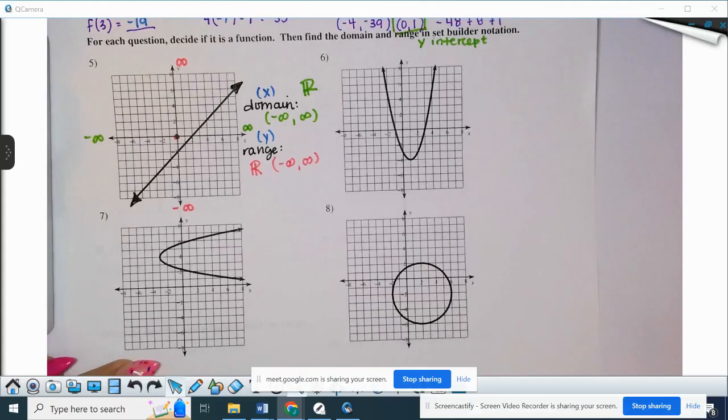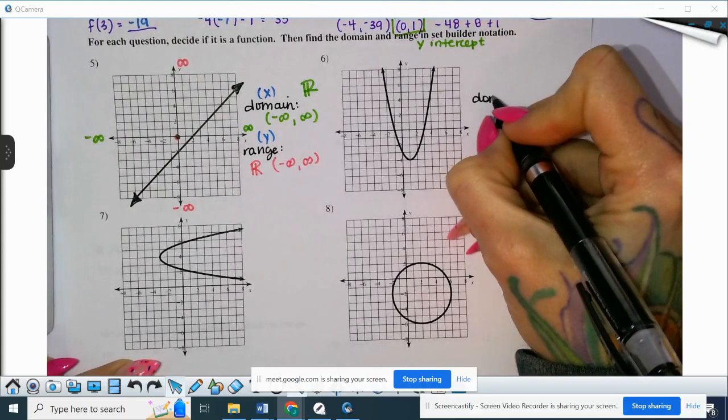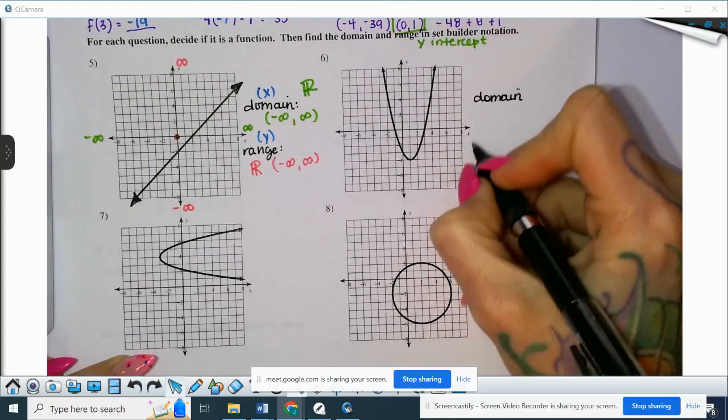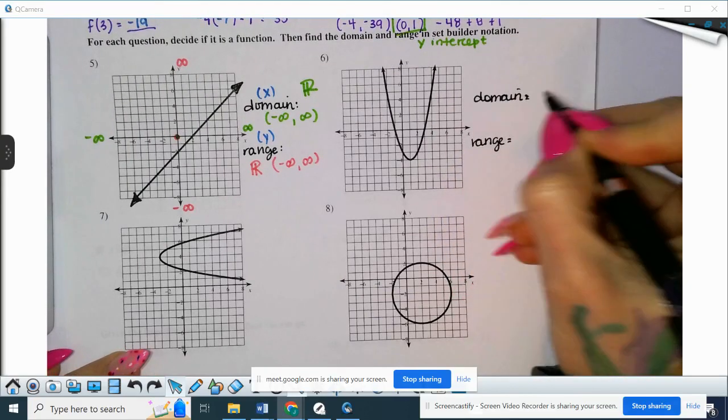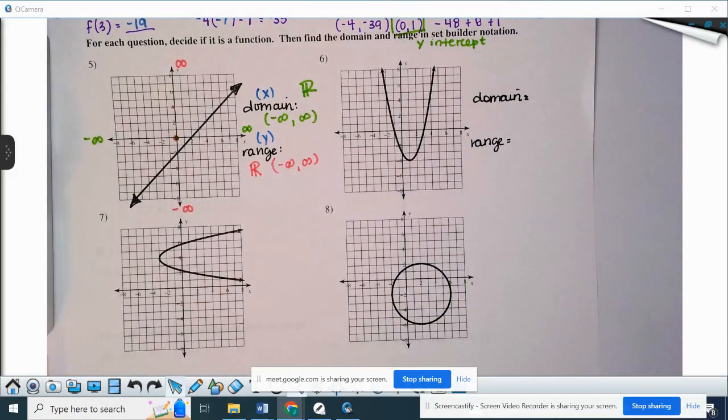All right, number 6. This one's going to have a little bit more. So domain, a little more conversation. Range. Okay, is domain x values or y values?